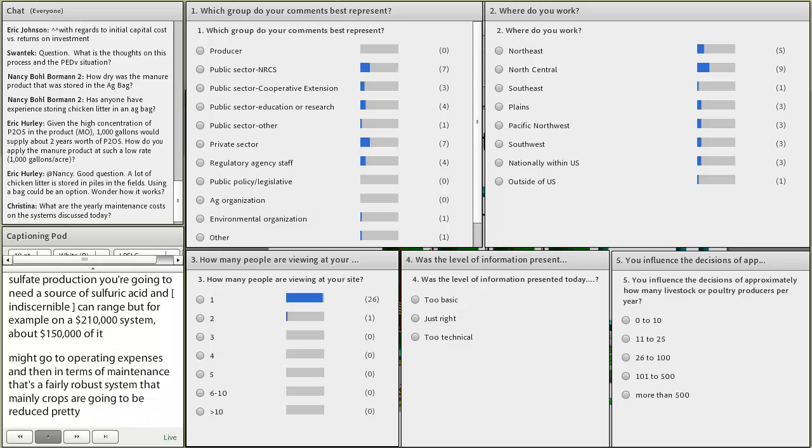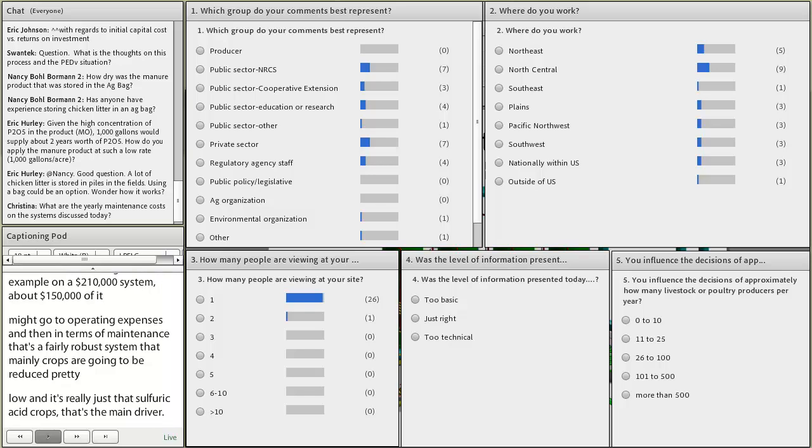Yearly maintenance costs? Well, when you look at the maintenance costs and also the operating costs, it runs right at $900,000 a year.